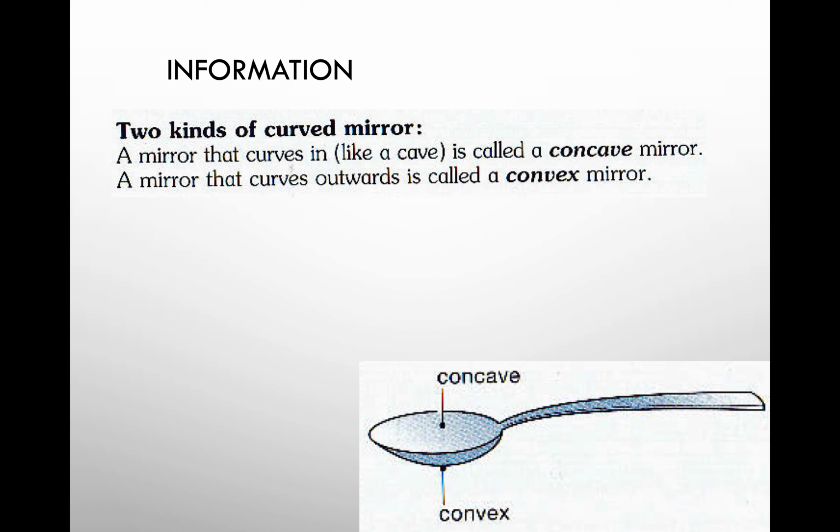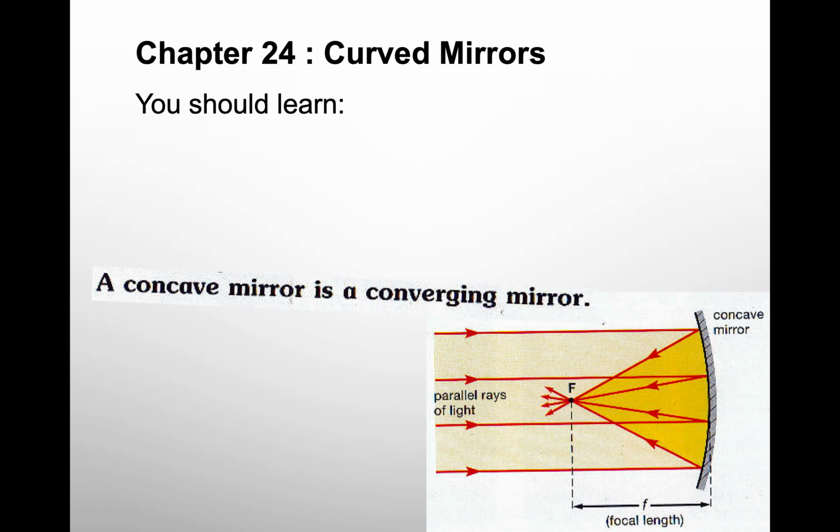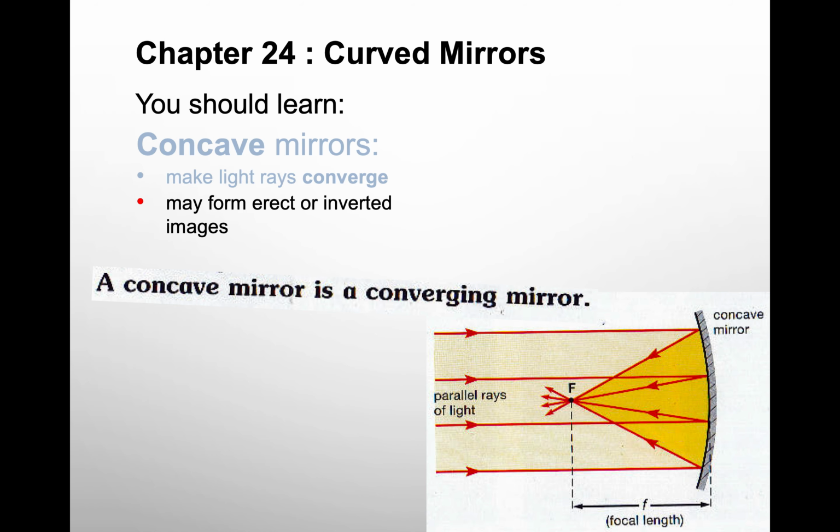The first one, when they are curved inside, we call a concave mirror, like a cave. And the second one, when it curves outside, we call convex. You have to know here that inside a concave mirror, most of the light rays that fall on this mirror are converged. When you are using the concave mirror, the light rays will be concentrated into a point. Some of the light rays might produce erect or inverted images, or a magnified image to be formed.